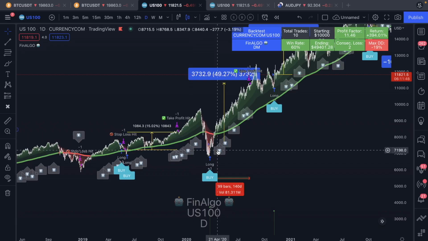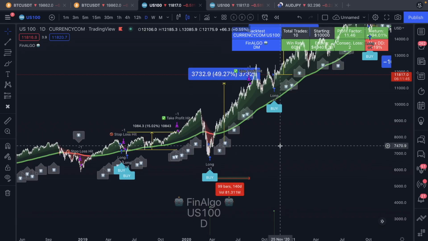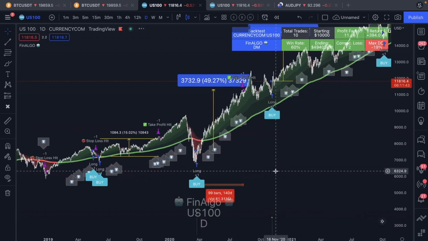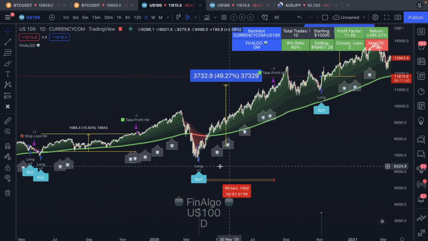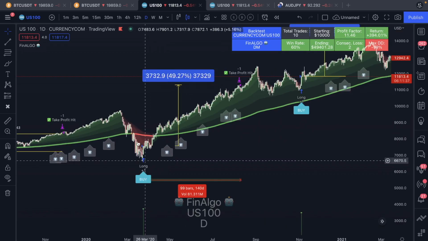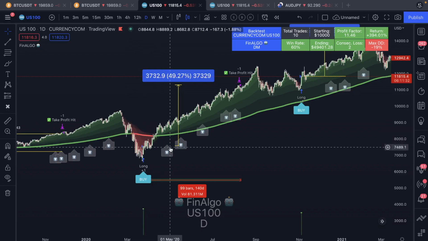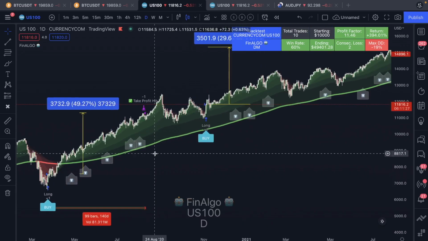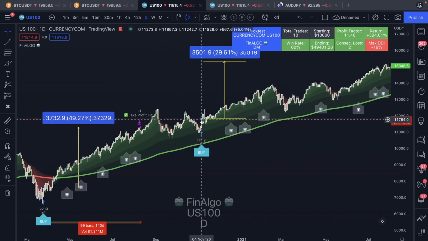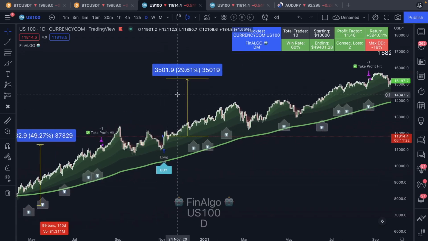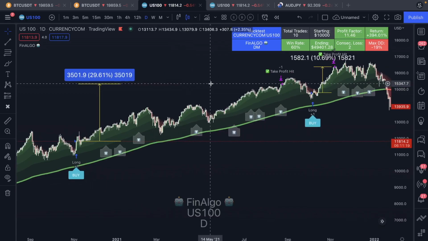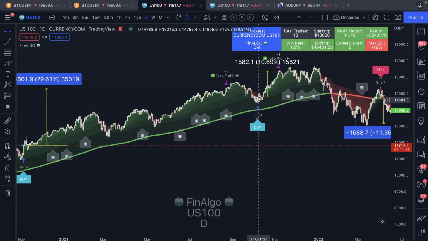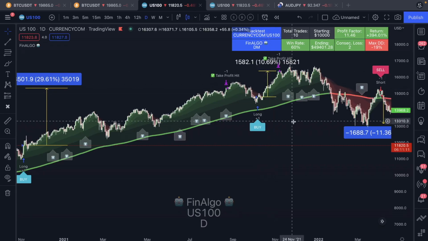That's where I am going to use it the most, I think, because of those insane results. The Finago gave me a long signal right here at the bottom of the COVID 2020 dip, and from there we recovered 50% until the Finago took profit. Same here, we had a little pullback, and from this pullback entry right here we rallied up another massive 29% to take profit right here. And again another pullback entry right here where we rallied up 11% shortly afterwards.